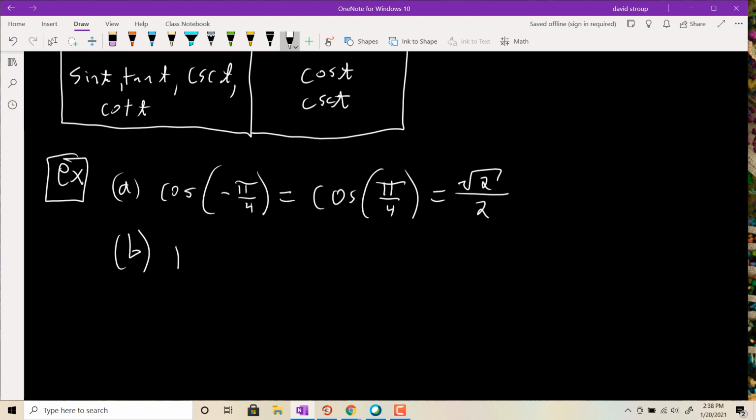Let's look at another one, the tan of negative pi over 4. So tan is an odd function, so you can rewrite it by kind of factoring the negative out of the tan. It would look like negative tan of pi over 4. And then tan of pi over 4 is just 1, so we'll end up with negative 1.